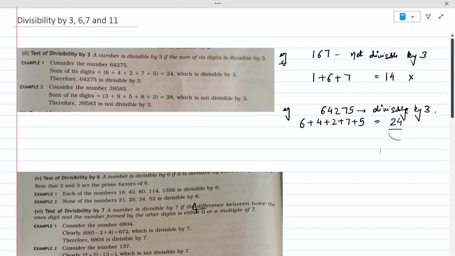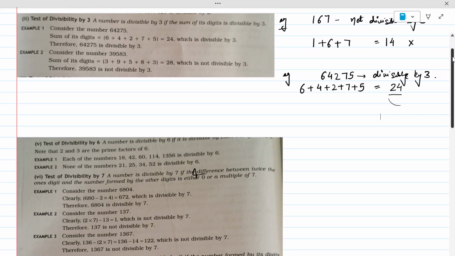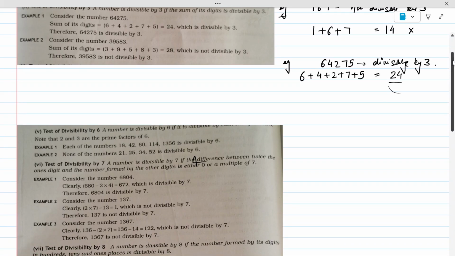Okay, for 4 we have already done. What was the rule of 4? For 4, the rule was we have to check the last 2 digits of the number. If the last 2 digits of the number are divisible by 4, the complete number is divisible by 4. And for 5, the rule was if the last digit is 5 or 0, then the complete number is divisible by 5. Okay. Now coming to 6.